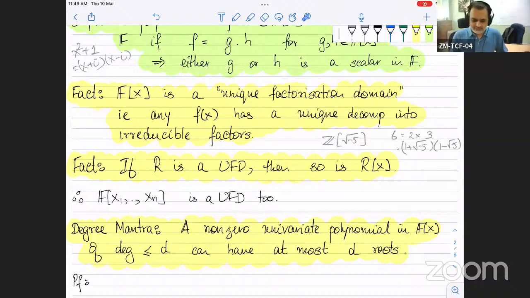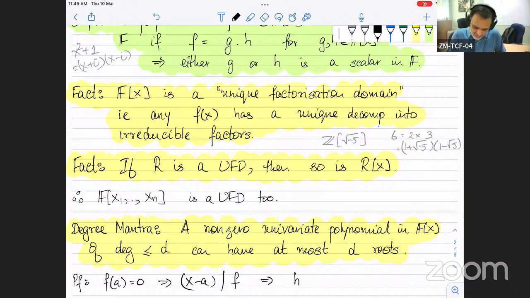Okay, and here is a one-line proof of this. Suppose f of a is equal to 0, so this implies that x minus a divides f. I'm hoping that every implication that I write is obvious to you. Okay, x minus a divides f. And this implies that h, which is equal to f divided by x minus a, has degree reduced by 1, and you just induct.